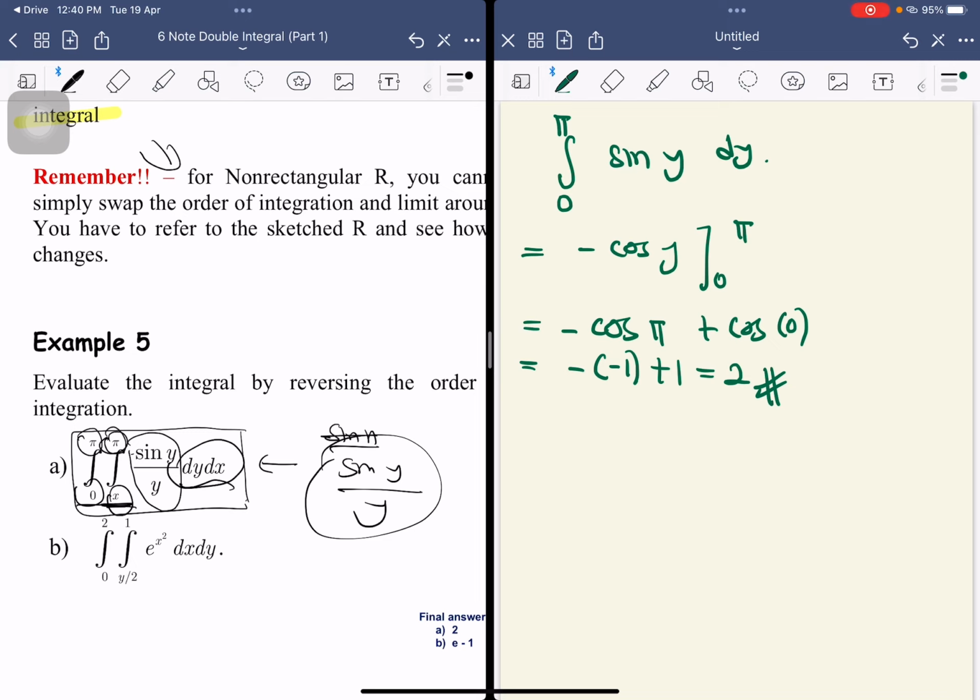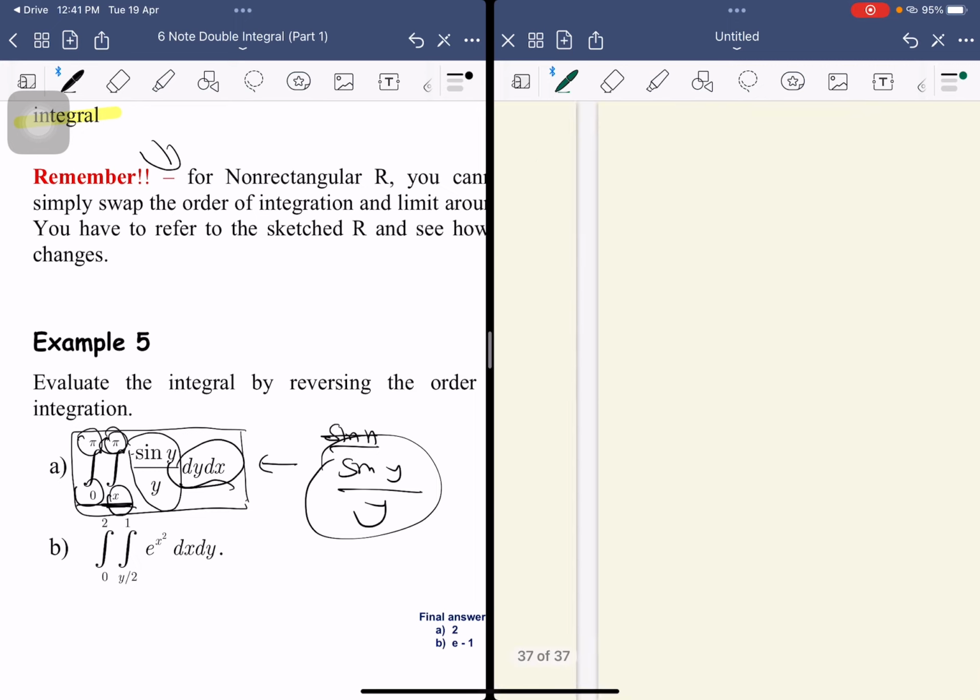So whenever the question asks you to evaluate the integral, but you need to reverse the order of integration, first thing first, sketch the region. Sketch the region, identify the shaded part, and then get the new limit. So that is the first one.